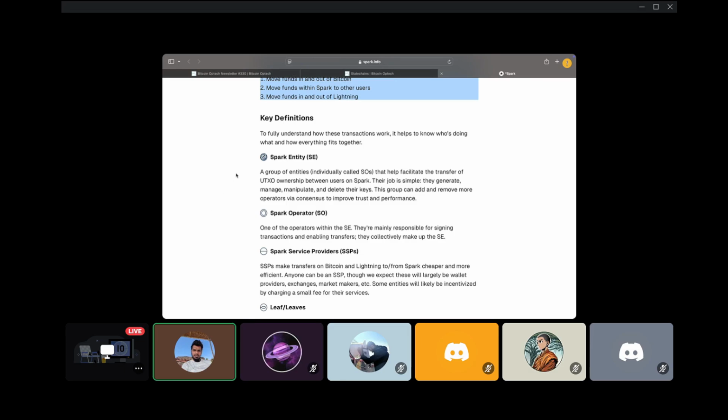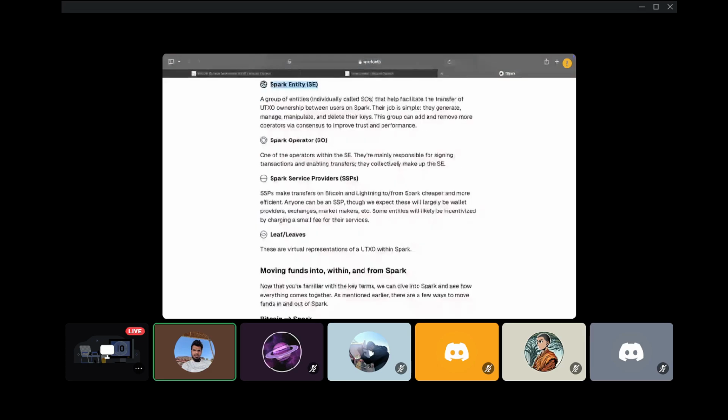Now, these are a group of entities, and I think the singular is known as a Spark operator. So a group of Spark operators are known as Spark entity. One of the operators within the SE is mainly responsible for signing transactions and enabling transfers. They collectively make up the SE. So the singular is a Spark operator, and collectively they're known as Spark entity.